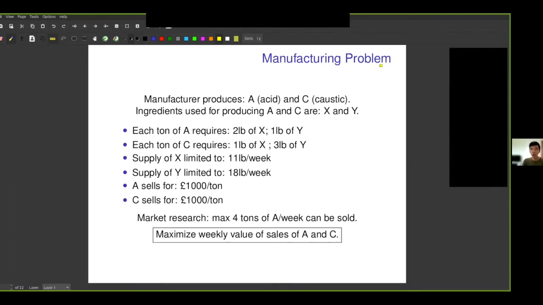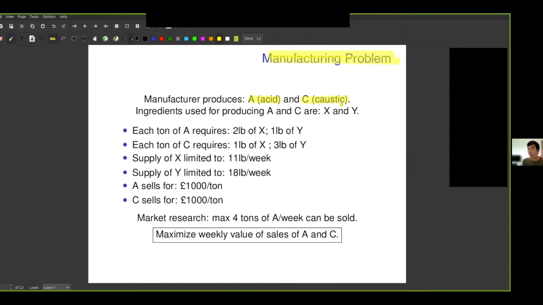So next, what we would like to do is talk a little bit about an example of a linear programming problem, so that we are a little bit more familiar with how to solve linear optimization problems. So here we are going to focus on what we call a manufacturing problem. What it means is that we have, say, a company that is capable of producing some products in order to sell. Now, the question says that there are two types of products that this manufacturer can produce. The first type of product is the acid A, and the second type of product is the caustic C. These are the products that the company wants to sell.